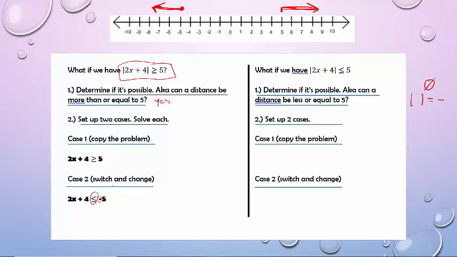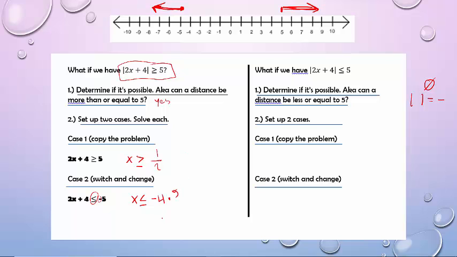Case 2, you're going to switch the sign and change the answer to a negative. That way, all of our answers that we get will include all possible negative values for x and positive values for x. So if we were to go through and solve this very quickly, we would get x is greater or equal to 1/2. The second answer we would get would be x is less or equal to -4.5.